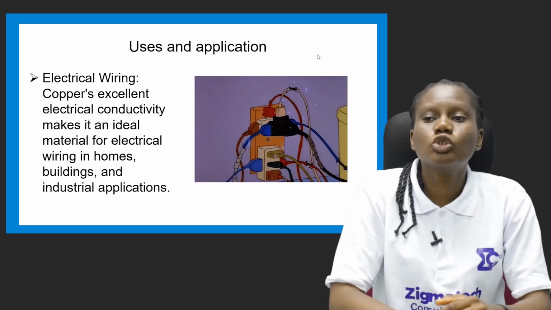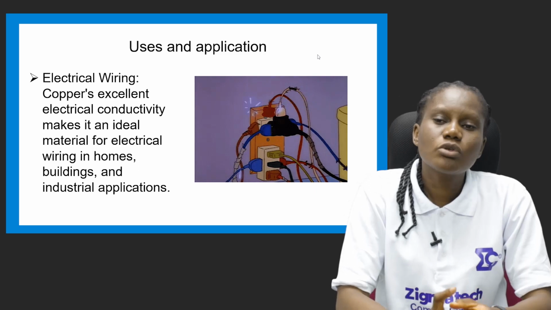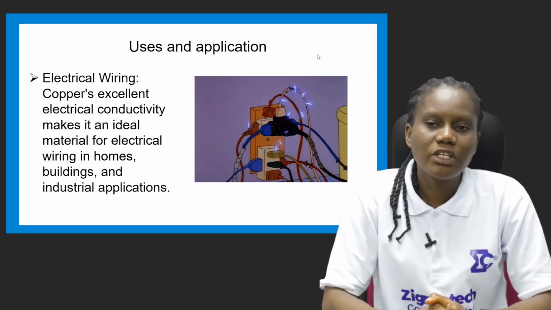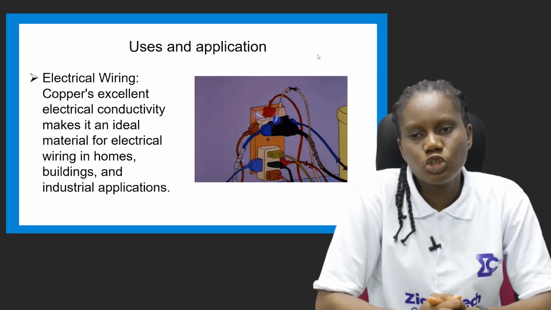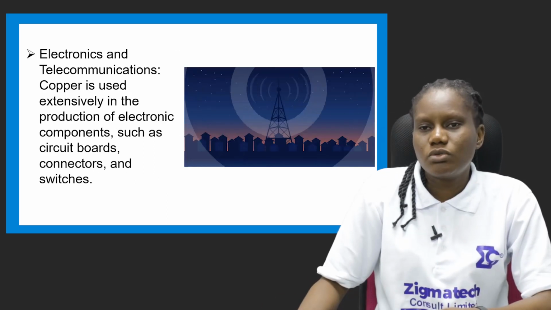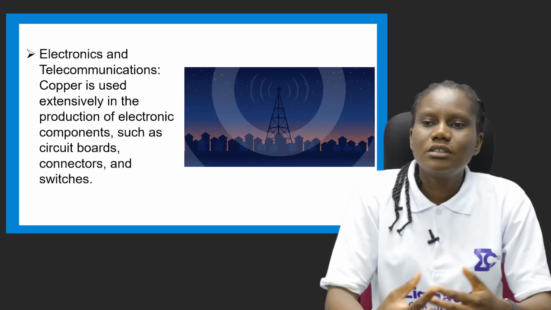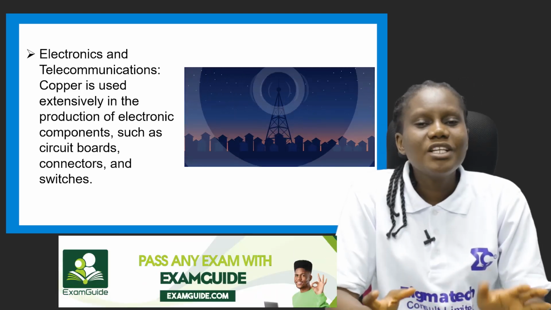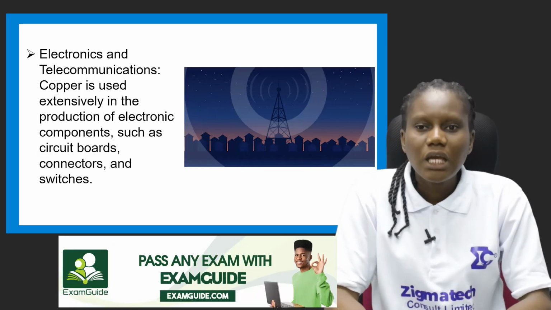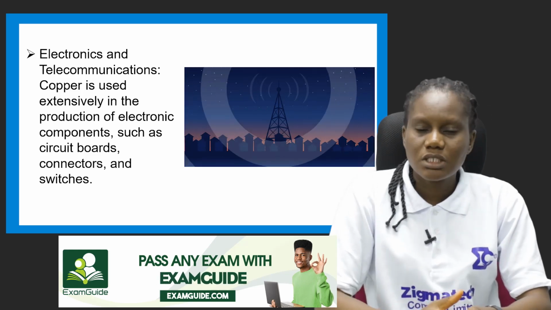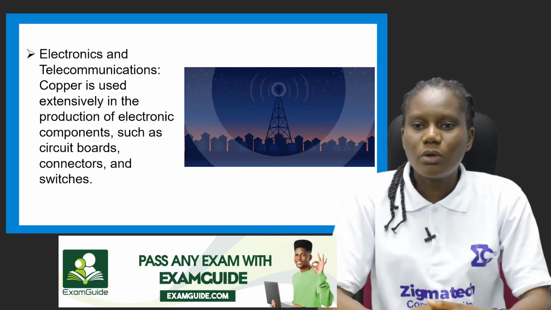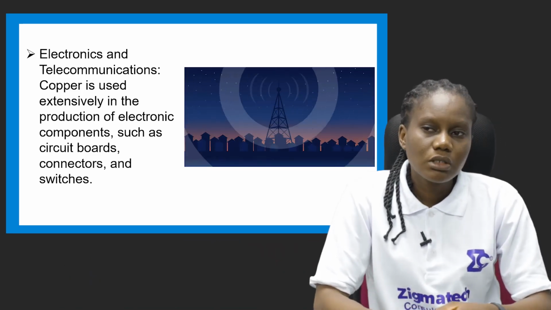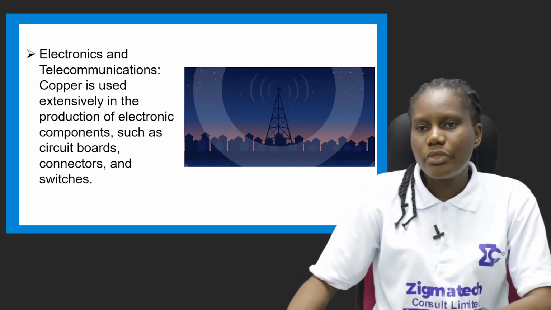Number one is in electrical wiring. Copper's excellent electrical conductivity makes it an ideal material for electrical wiring in homes, buildings, and industrial applications. Number two is in electronics and telecommunication. Copper is used extensively in the production of electronic components such as circuit boards, connectors, and switches. So even in electronics and telecommunication, copper has its usage.